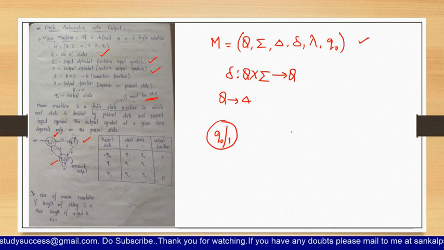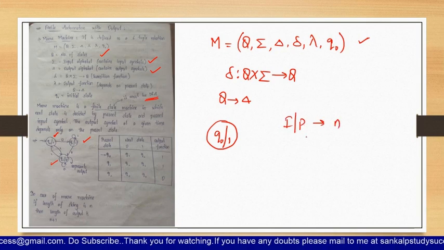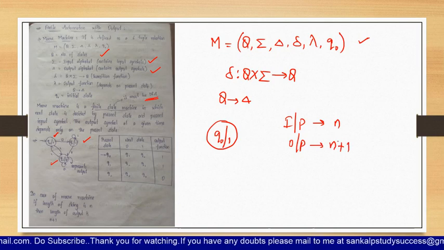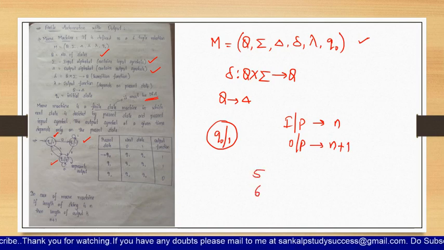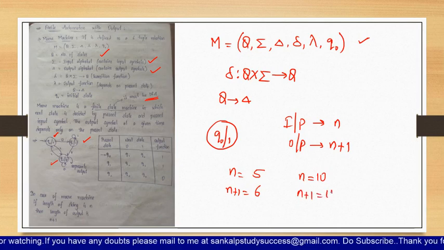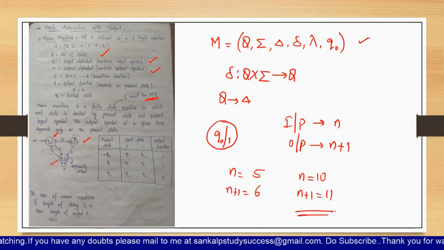In case of Moore machine, if the length of the input string is n, then the length of the output string becomes n plus 1. So if the length of the input string is 5, then the output string length will be 6. If the length of the input string is 10, then the length of the output string will become 11. Like this, the input and the output lengths vary in the Moore machine.